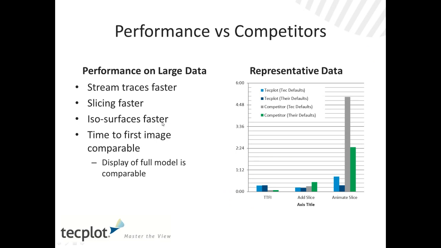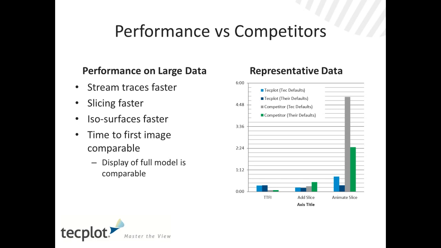We also do some benchmarking versus other tools on the market, just to understand how we fit into the ecosystem in terms of overall speed. We look at 4 main areas: stream traces, slicing, isosurfaces, and time to first image, which is a funny one to compare. It really depends on what that first image is. If the image is a box that shows the flow domain, your far field edge, that's different versus bringing in the full model and actually showing something. Or if you just load a geometry and you're just seeing the geometry.